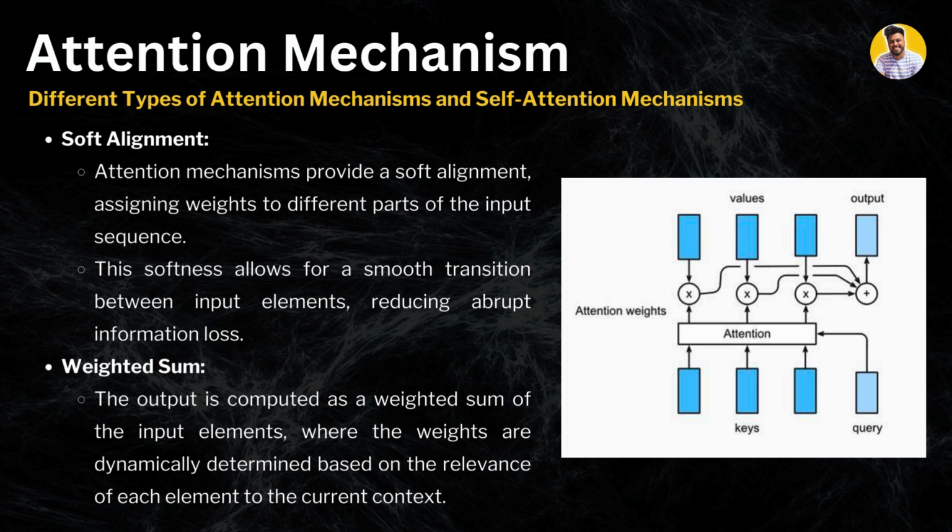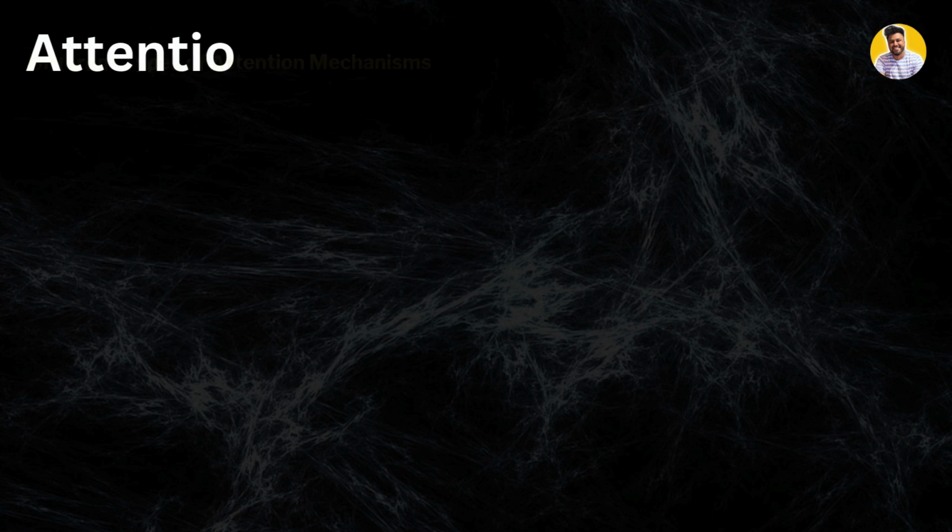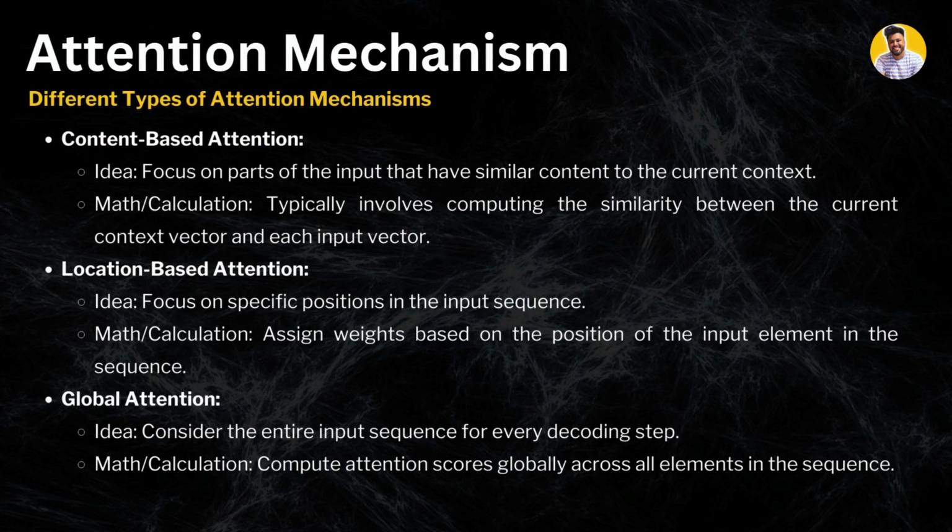The input is computed as a weighted sum of the input elements, where the weights are dynamically determined based on the relevance of each word to the current context and on the basis of the attention score that we already discussed. Okay, now about the different types of attention mechanisms we have.